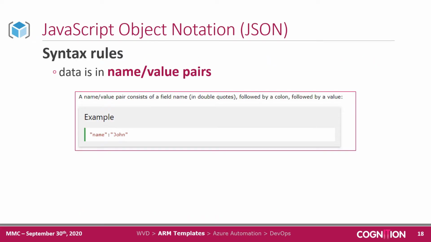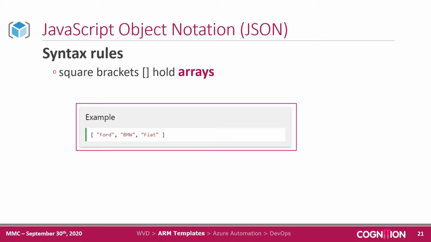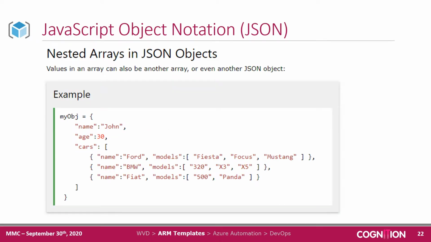So for this presentation, I wanted to make sure that we all have our basic JSON knowledge at the get-go. So here are some of the syntax rules for JSON. Data is always shown in name-value pairs. It's separated by commas. We use curly braces to hold objects and square brackets to hold arrays. And of course, it wouldn't be a lot of fun if we couldn't mix and match it all together to build more complex JSON objects.